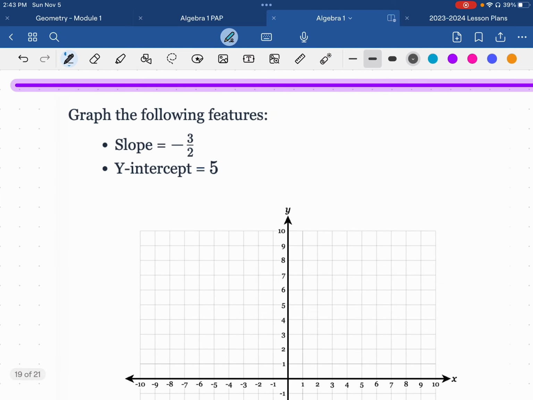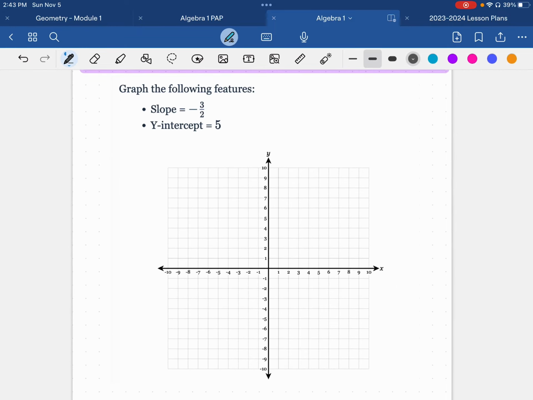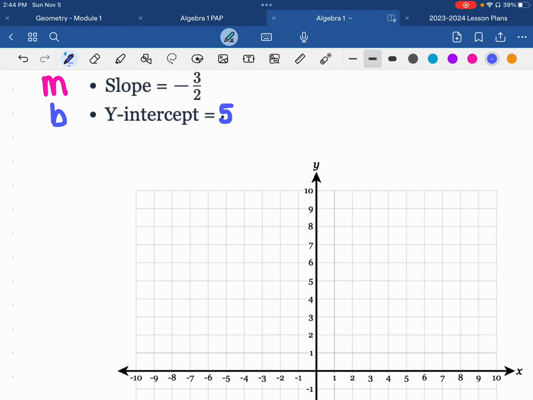All right, I only have one last question that I want to go over with you today, and that is to graph the following features. Remember, when you are given the slope and the y-intercept, the slope is m for my movement, and the y-intercept is b for the beginning. So we're going to start right here at the beginning, which is 5. Remember that 5 must go on the y-axis.